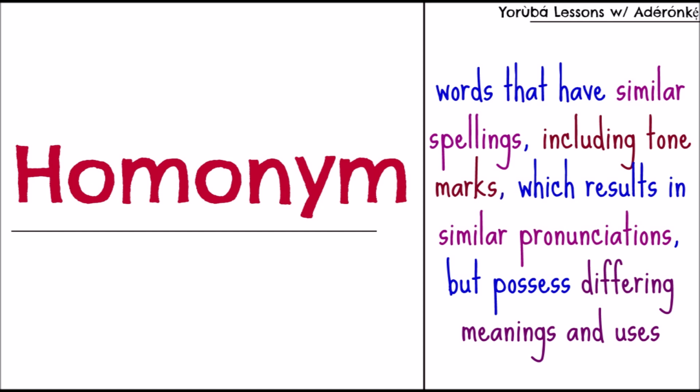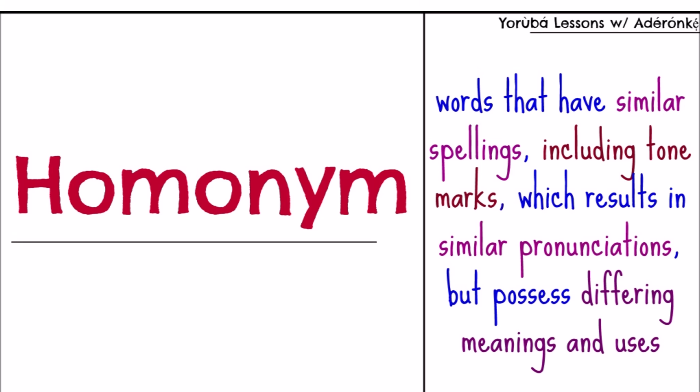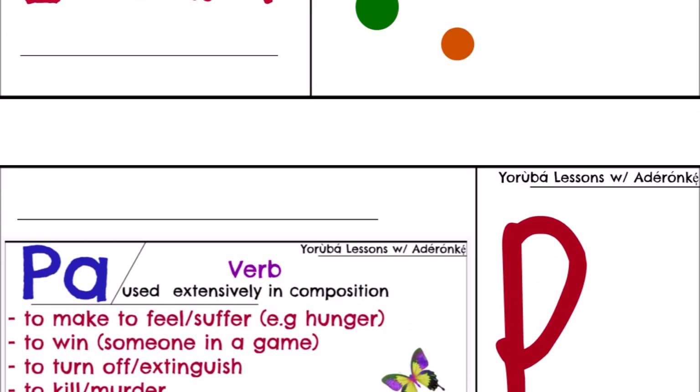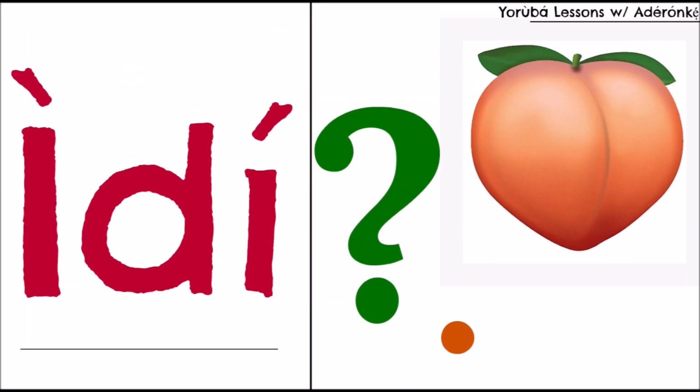Today I'd like to continue my series on homonyms. I have addressed words that are the exact same pronunciation, including tone marks, the exact same letters and tone marks, but these words mean different things. The first example that I gave was with ba. Ba can mean hunger. It can be applied to the kill context, the turn off context. So that's an example of a homonym.